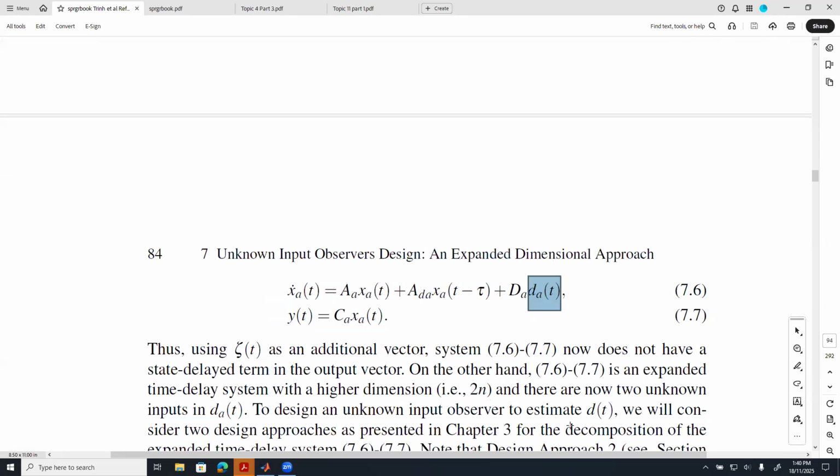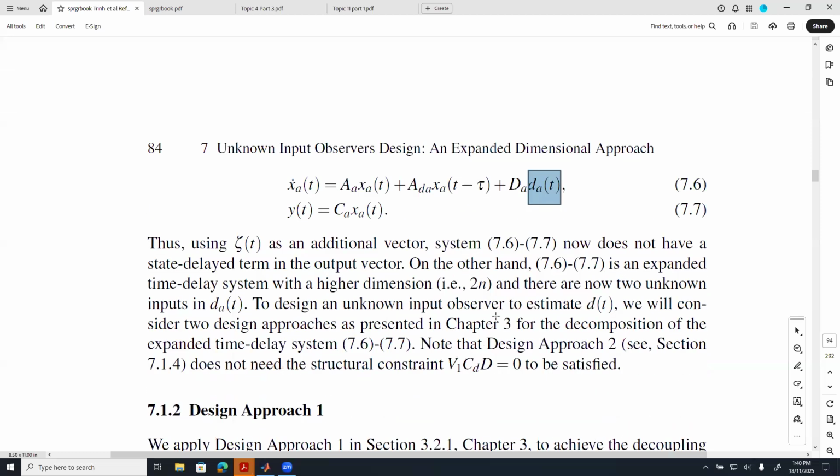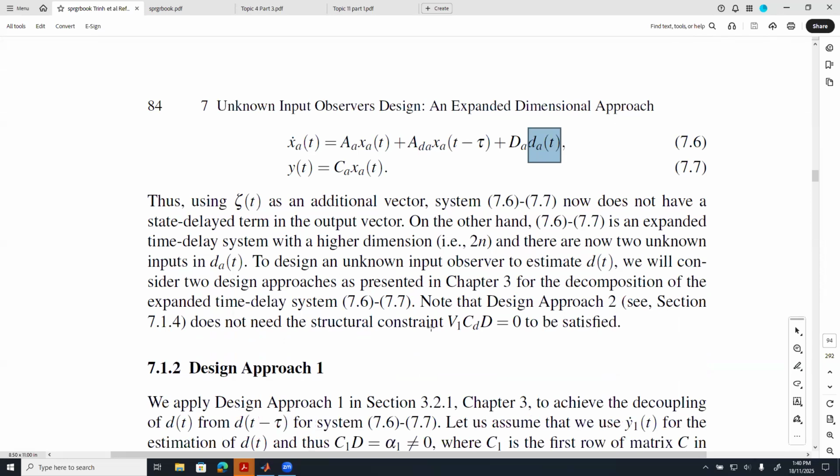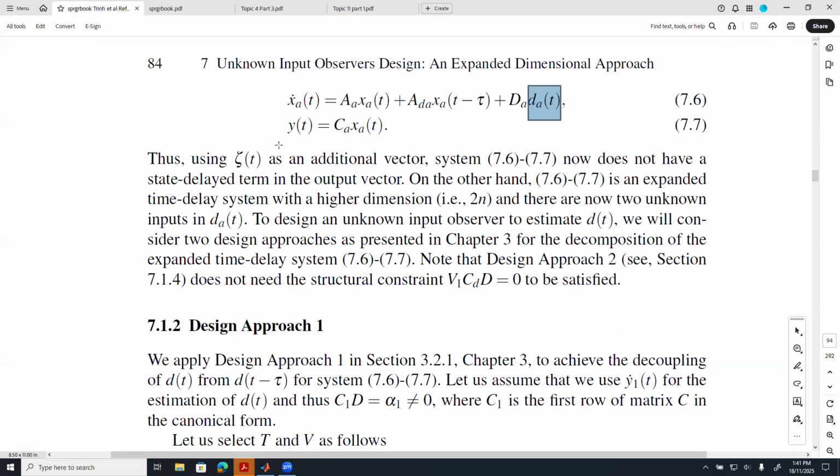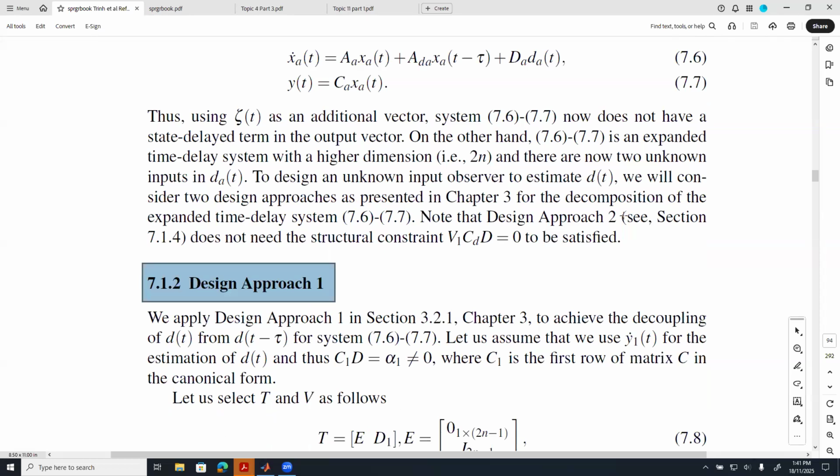If we want to estimate the unknown input d(t) in the presence of its delayed unknown input, as we discussed in our previous chapter where we did the unknown input decomposition, we look at 2 possible approaches. One was that we only use the first derivative of one output measurement, and that's what we call design approach 1. Let's investigate the first one, design approach 1, where we want to achieve the decoupling of the unknown input d(t) from the other unknown input. Remember that we have 2 unknown inputs, d(t) and d(t minus tau).